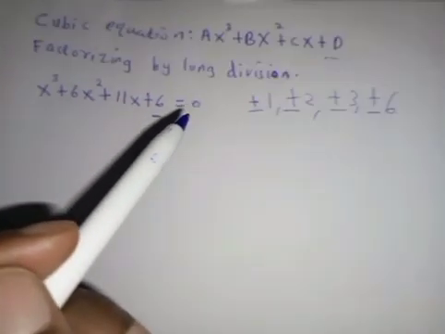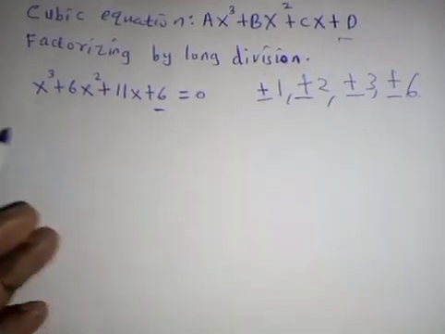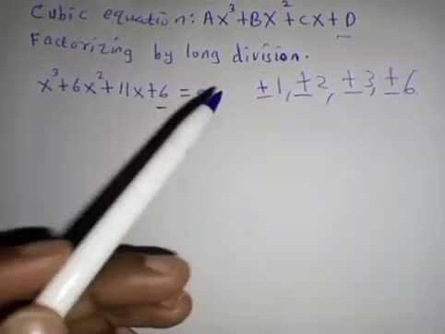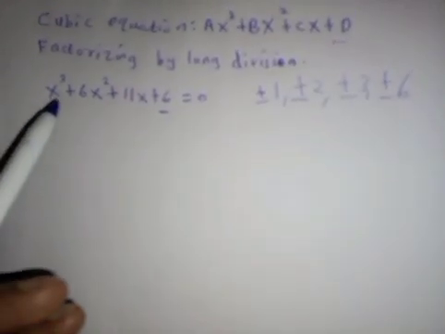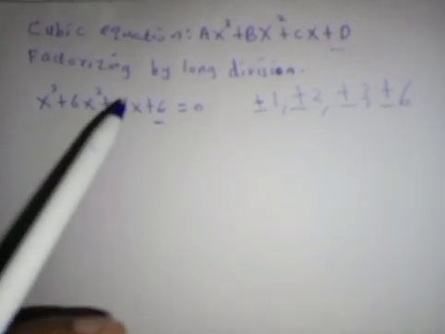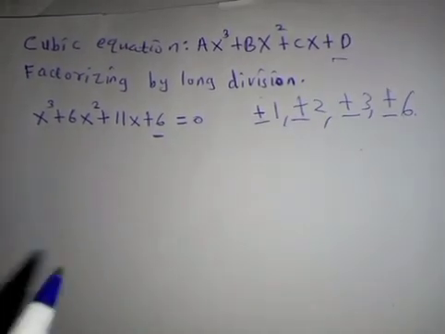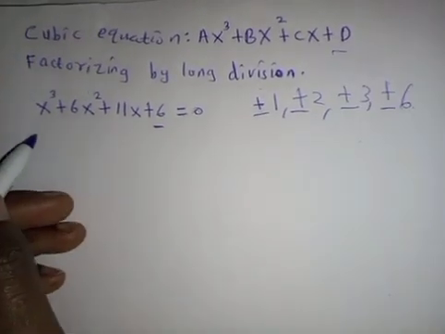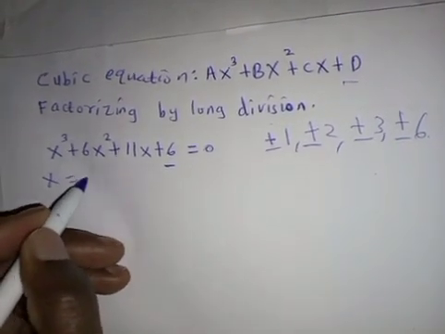So we can begin by trying x equal to 1. Here you will have 1 plus 6 plus 11 plus 6. That cannot of course give you 0. What about if we try x equal to negative 1?